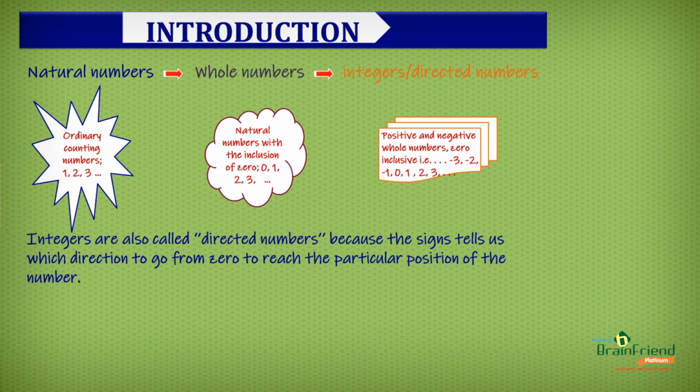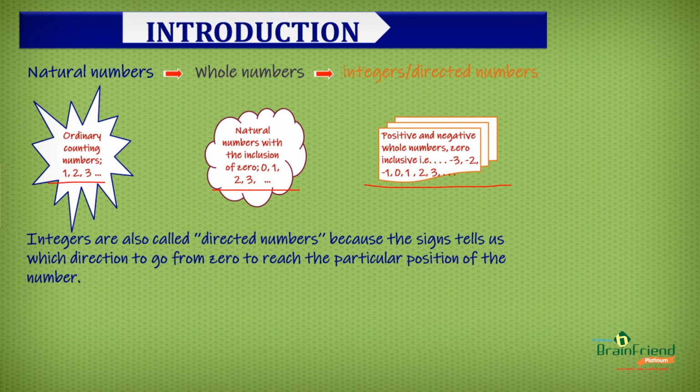These three terms are related in this manner. First, we have natural numbers. That is our counting numbers, 1, 2, 3, and so on. And when we include a 0 to the natural numbers, it becomes whole numbers. So natural numbers with the inclusion of 0 become whole numbers. And lastly, when we have both negative and positive whole numbers with the inclusion of 0, we call that integers.